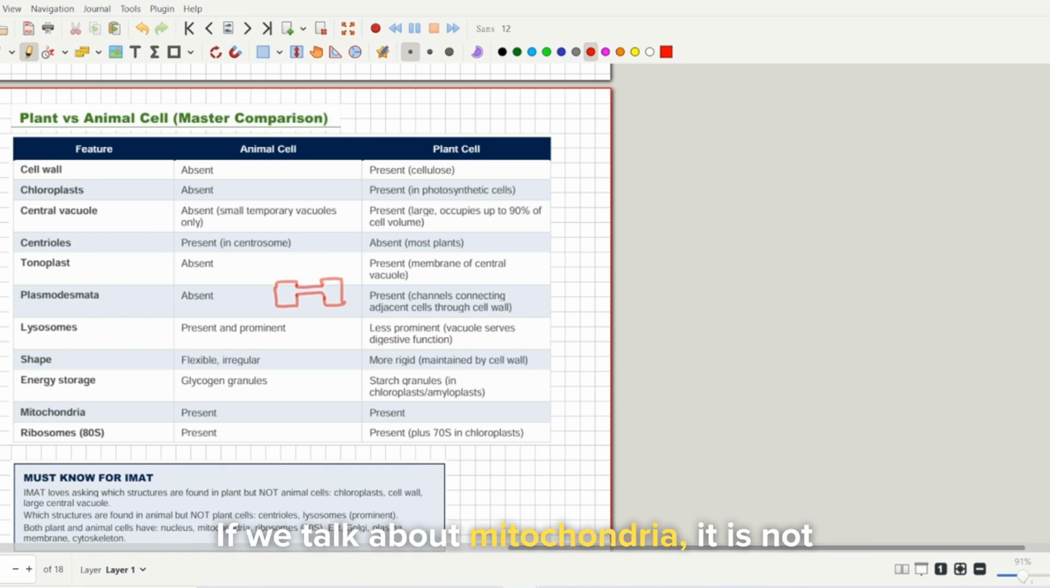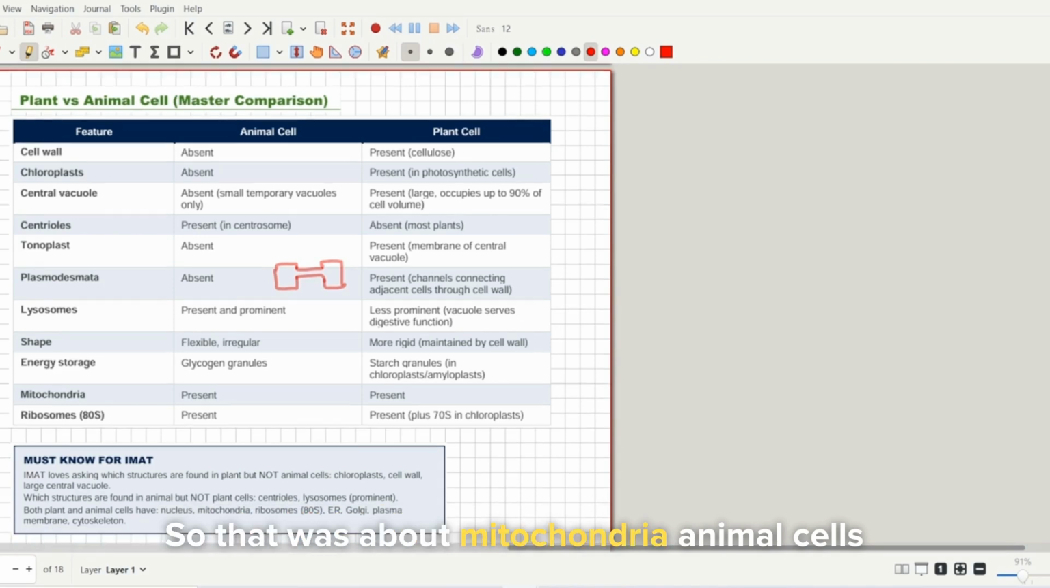If we talk about mitochondria, it is not present in animal cells while it is present in plant cells. If we talk about ribosome, it is present in both animal cell and plant cell, but plant cell contains another, extra ribosome, that is 70S in chloroplast and 70S in mitochondria, while animal cell contains 80S ribosome and 70S ribosome only in mitochondria. So that was about animal cells and plant cells.